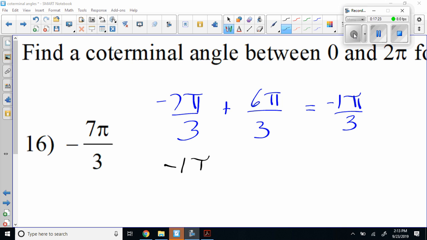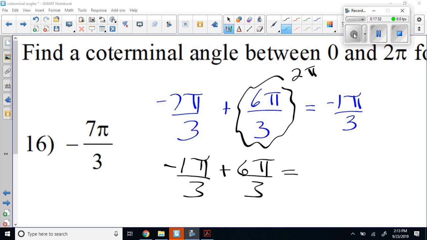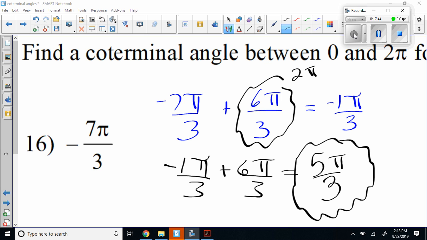Negative 1 pi over 3 plus 6 pi over 3. Once you do the 6 pi over 3, which is really 2 pi, and you do it again, what's negative 1 plus 6? 5 pi over 3. You understand? Now, do I need to add another 6 pi over 3, another 2 pi? Because 5 is less than the 6 there, right? Do y'all understand that? Raise your hand if you're seeing that. Raise your hand if you're not seeing that. Raise your hand if you're about halfway.